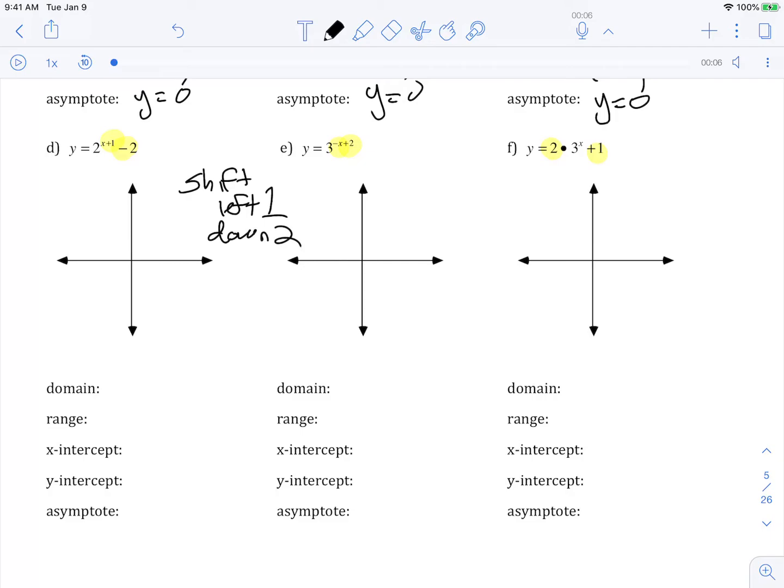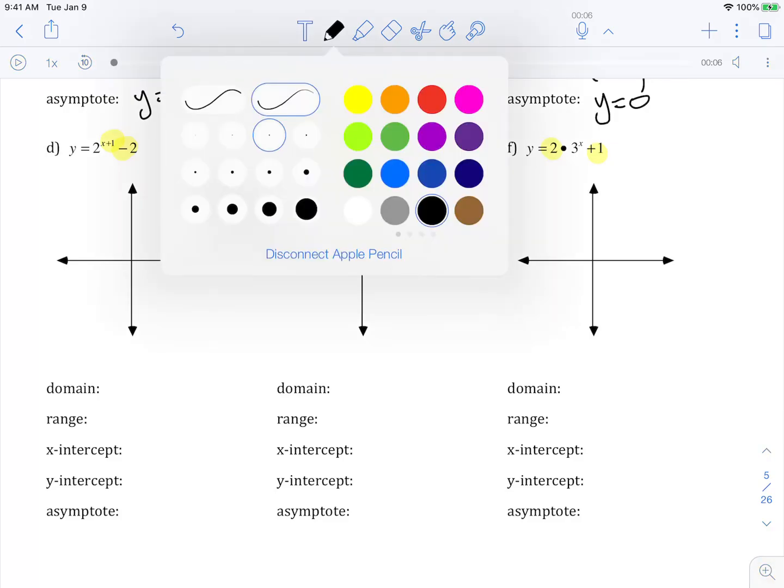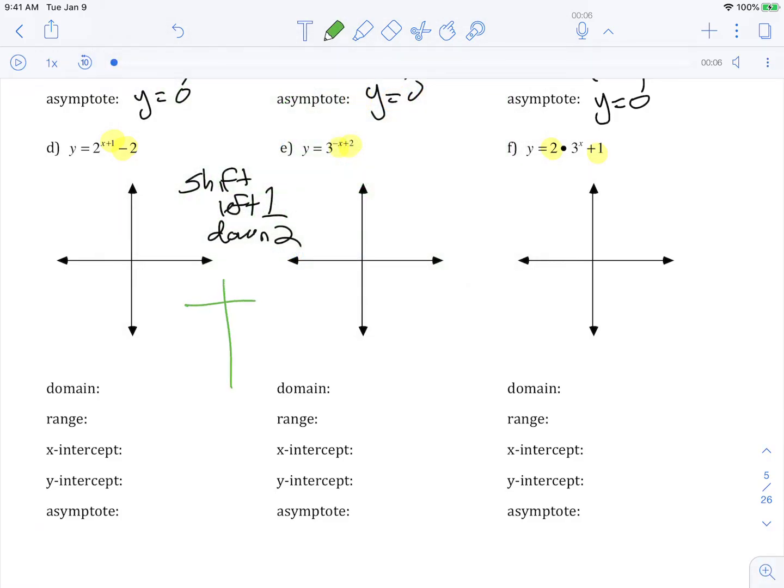Now, that's if you're going to be looking at the original graph of y equals 2 to the x, and you could shift it from there. Of course, I'm okay with you guys just using a table on your calculator. I'm not going to expect you guys to not use your calculators on this. I want you to use your calculators. So again, (-1, -1), (0, 0), (1, 2).